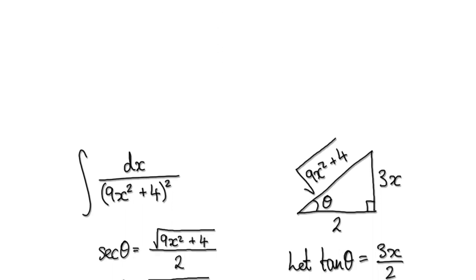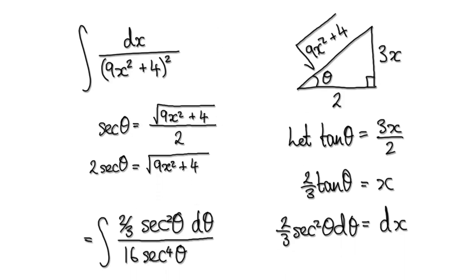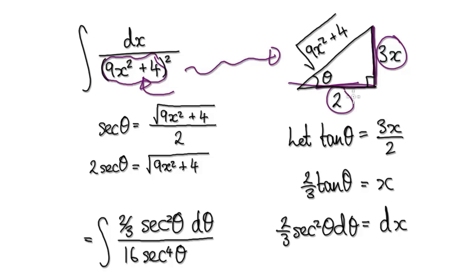In this video, we are going to integrate this. So as usual, your eyes zoom into this bubble here and then create a triangle in such a way that this will be true. So if you make the opposite to be 3x and the adjacent to be 2, then the hypotenuse will have no choice but to be root 9x squared plus 4.